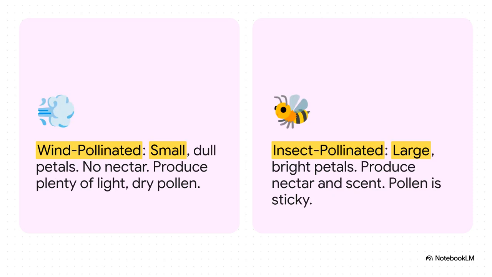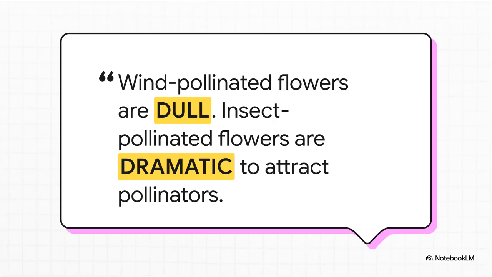Now, let's check out plants. You can usually tell how a plant reproduces just by looking at its flower. Wind-pollinated flowers? They're built for chance. They're small, kind of dull, and they make tons of light pollen. But insect-pollinated flowers, they're built for attraction. They've got big, bright petals and offer sweet nectar as a reward. So the crucial point here for your exam is that form always fits function. A flower is not going to waste energy on flashy petals if it's just relying on the wind. But if it needs to attract a bee, you better believe it's going to put on a dramatic show.